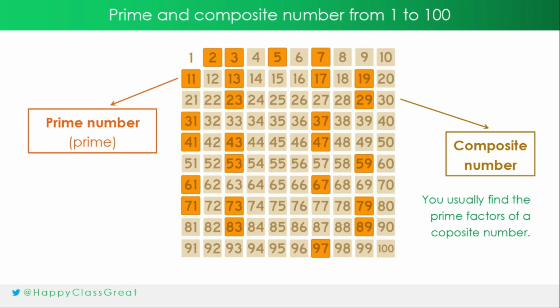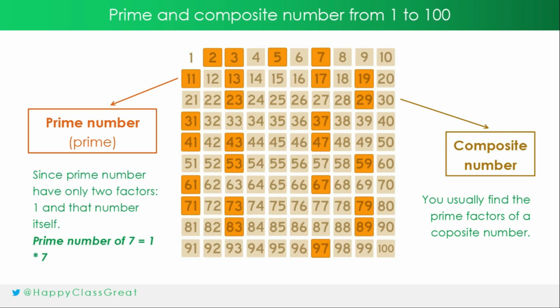Remember that I explained to you that we can reduce a fraction using the prime factors method. So we are still in the prime factor method, and don't worry, you'll understand it better. If you want to find the prime factors of a number, we usually find the prime factors of a composite number, because since a prime number has only 2 factors, it has just one way: 1 and the number. That means the factors of 7 are 1 and 7. You understand? 1 times 7 is 7.